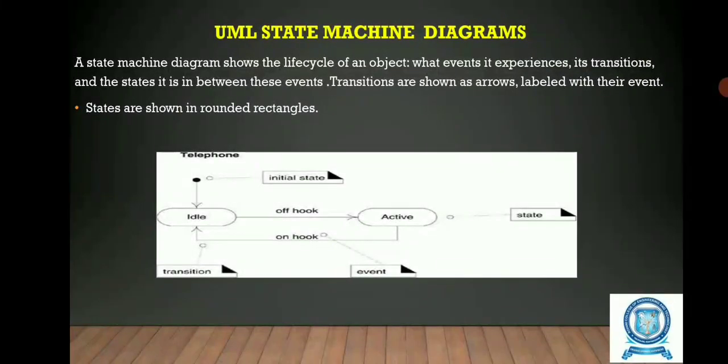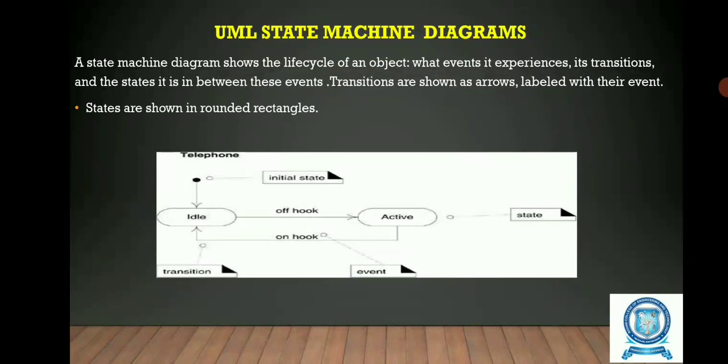First, let us know what the UML state machine diagrams are. A state machine diagram shows the life cycle of an object, what events it experiences, its transitions, and the states it's in between these events. The transitions are shown as arrows labeled with their event. States are shown in rounded rectangles.